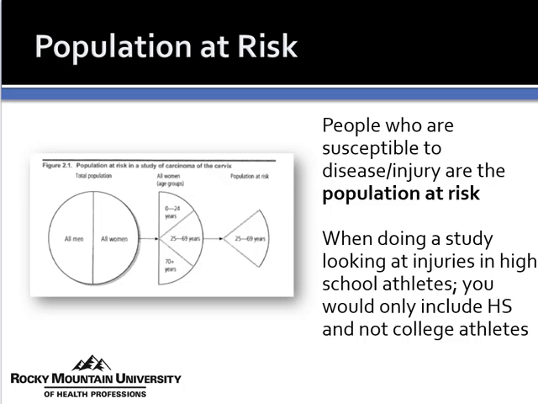People who are susceptible to disease or injury are considered the population at risk. So when doing a study looking at injuries in high school athletes, you would not include college athletes, you would only include high school athletes. That makes sense, right?